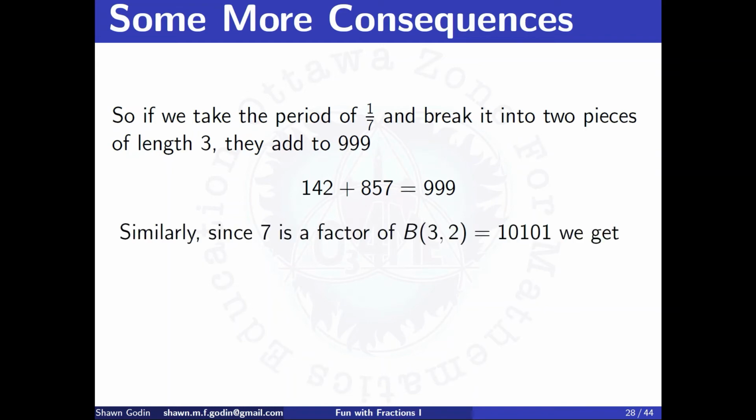But an interesting thing is 7 is also a factor of B32, and if we go through exactly the same process, we'd see that blocks of 2 of the period are going to add up to 99. So for the reciprocal of 7, for 1/7, the period taken as blocks of 3 add up to 999. The period taken as blocks of 2, those 3 chunks add up to 99.